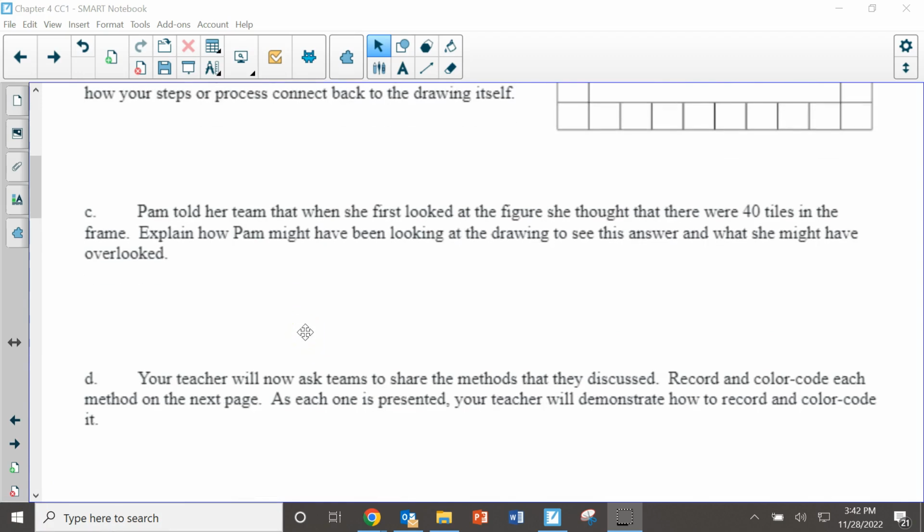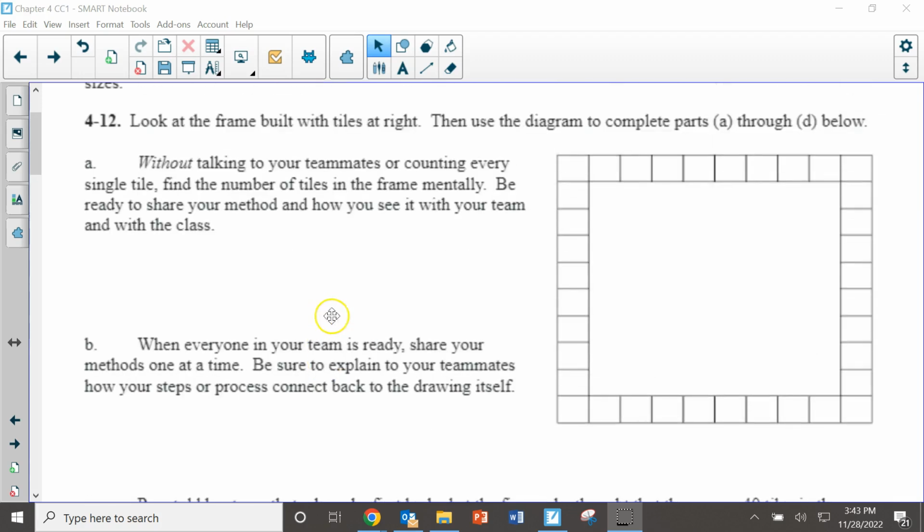So C says, Pam told her team that when she first looked at the figure, she thought that there were 40 tiles in the frame. Explain how Pam might have been looking at the drawing to see the answer and what she might have overlooked. So if we go back up to our diagram of our frame, she said that there are 40 tiles, and we want to know, is she correct?